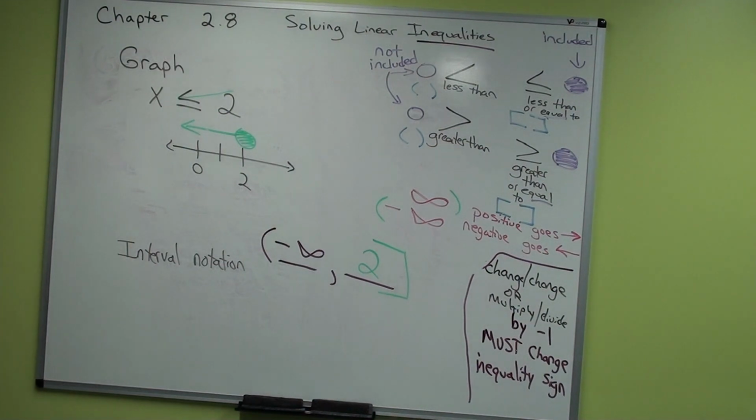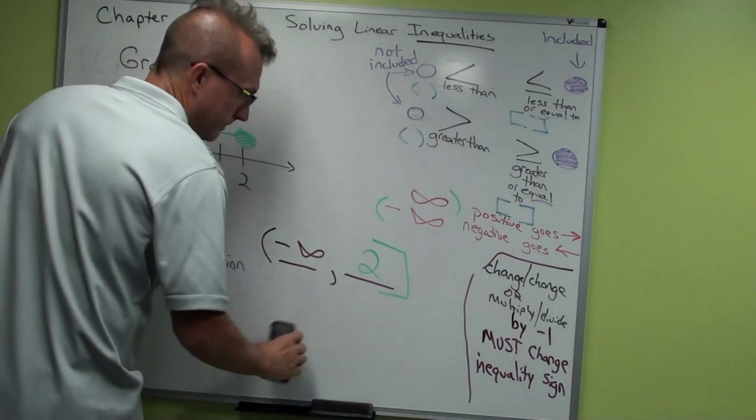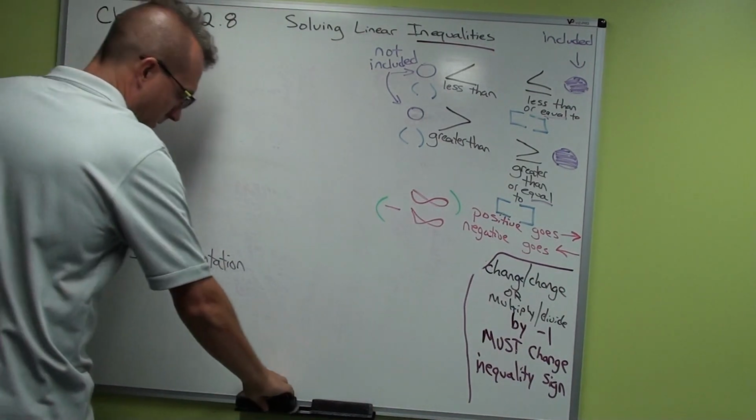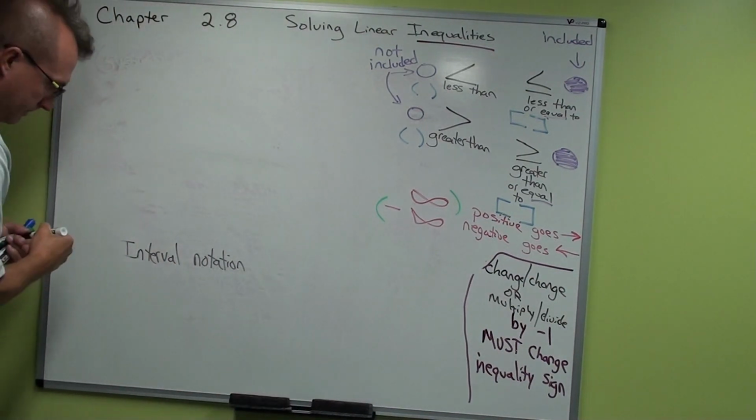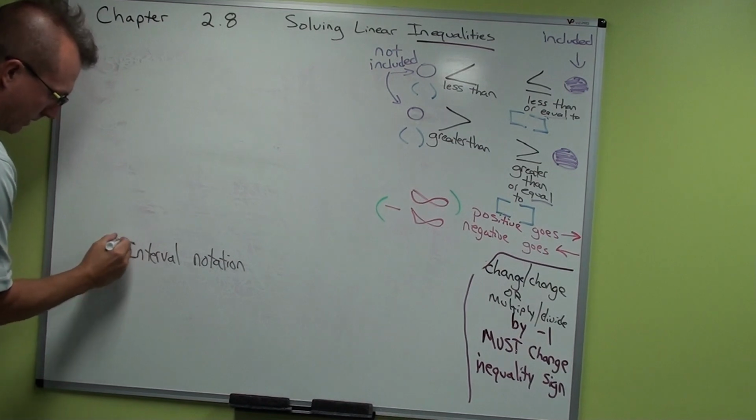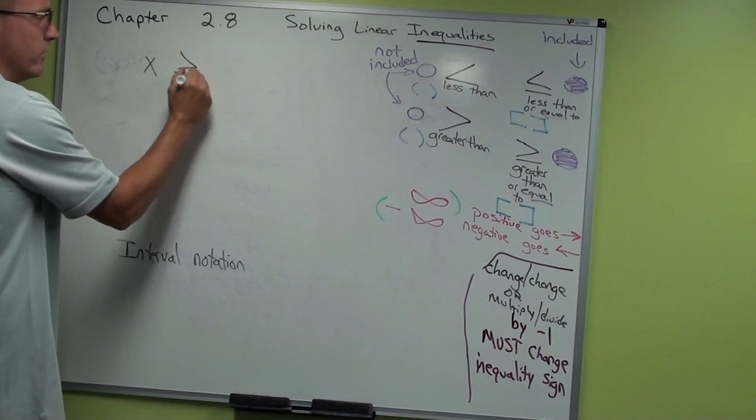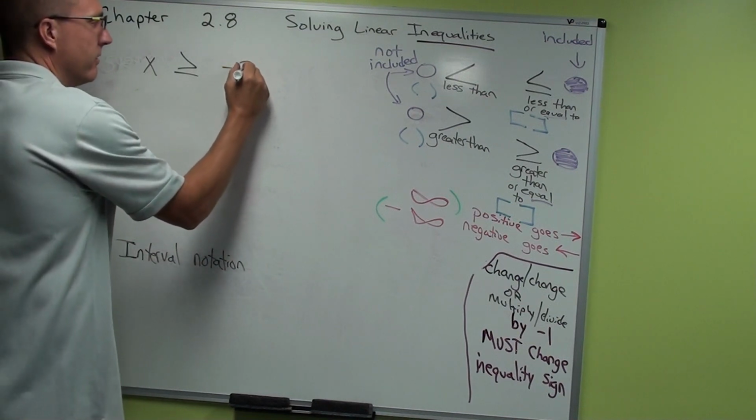Alright, pause it if you need to. Moving on. Alright, we'll do one more of those, and a little bit faster. So we have x is greater than or equal to negative 3.